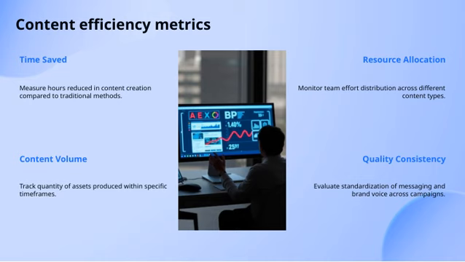Next, resource allocation. This helps us monitor how our team's efforts are distributed across different types of content. It's important to see where our focus is and ensure we're using our resources effectively. Then, we have content volume. This tracks the number of assets we produce within specific timeframes, giving us a sense of our overall output.